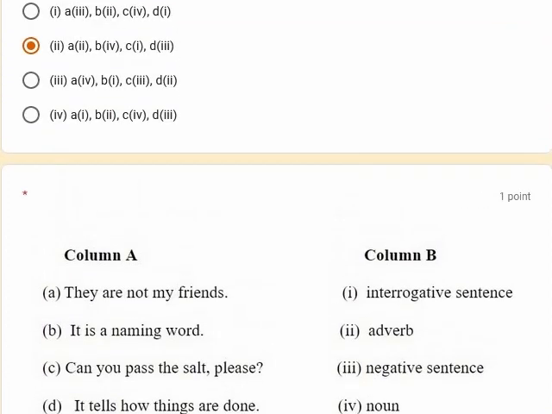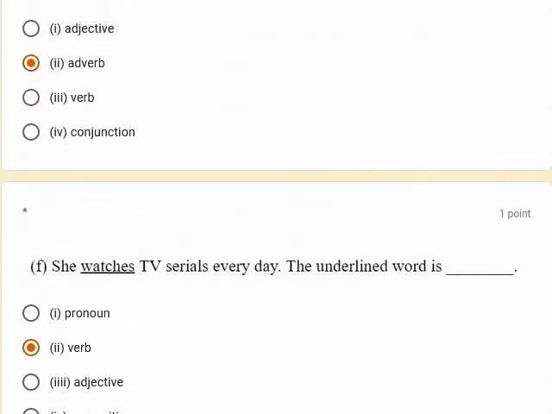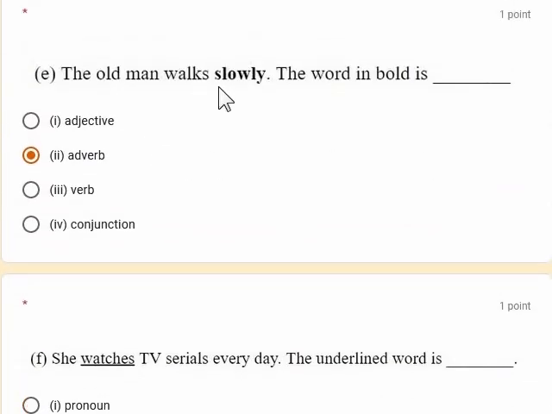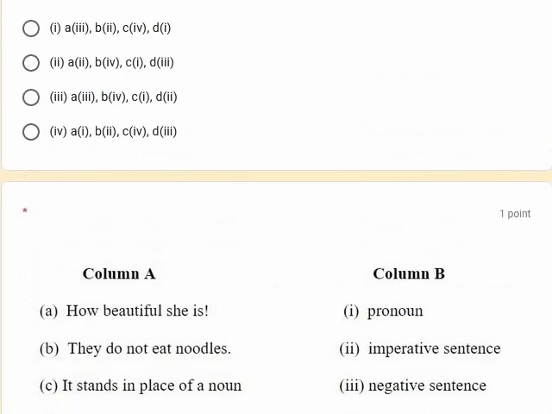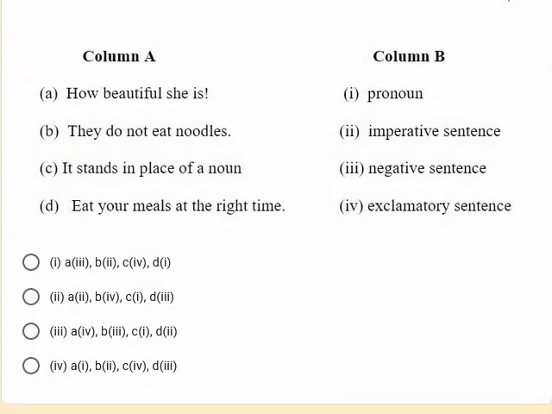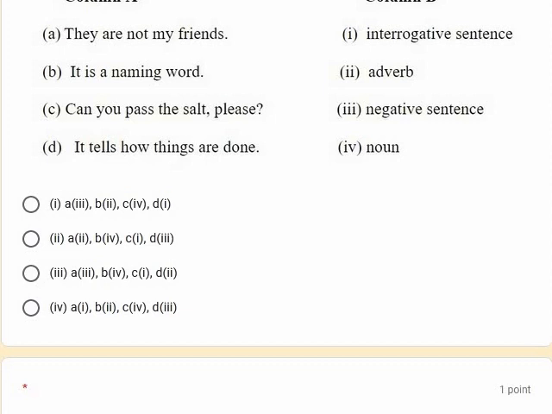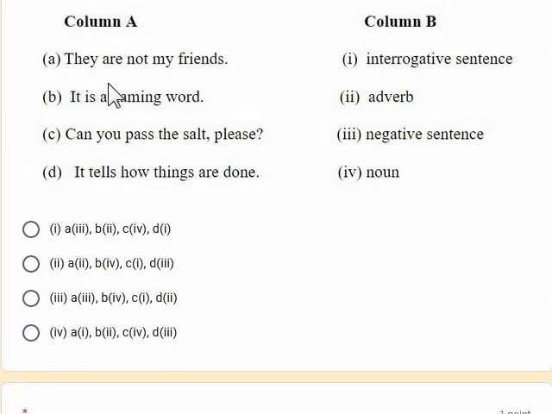Let's have a look a little more. We have just seen here, the old man walked slowly. So how things are done? How does the old man walk? He walks slowly. So how things are done is always said by an adverb. Okay. So now let's see our answer.